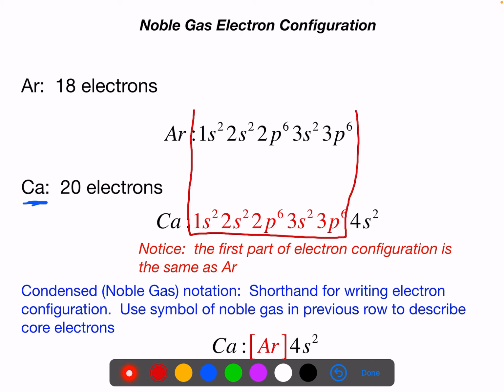So we can just simply write argon, which we know means a full shell up to there, and after that, we just write whatever's left over. What are the valence electrons? In this case, 4s2.